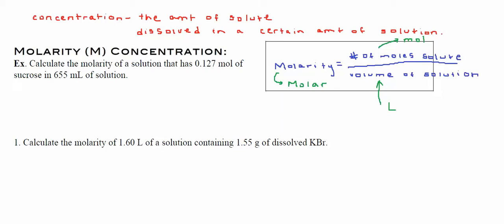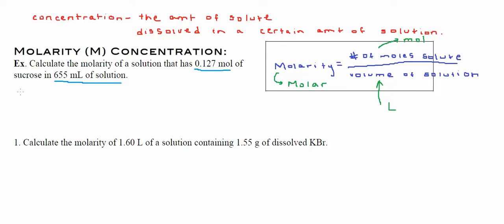It says calculate the molarity of a solution that has 0.127 moles of sucrose and 655 milliliters of solution. So what I do first is I look at each measurement, identify it, and then decide if the units are correct. So for here, if I have 0.127 moles, I want to be in moles, so I'm good. That's my solute. Sucrose is my solute. For my solution, I'm given the volume of my solution, but unfortunately, it's in milliliters, and it needs to be in liters to find the molarity. So I'm going to first have to convert it to liters.